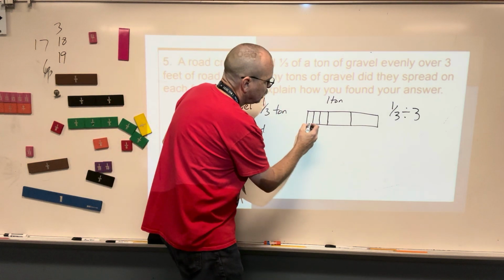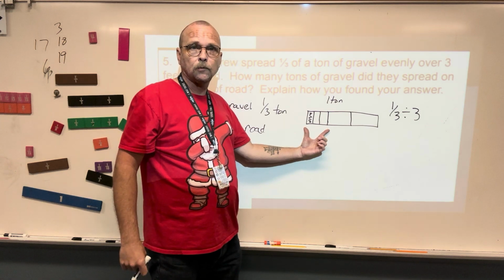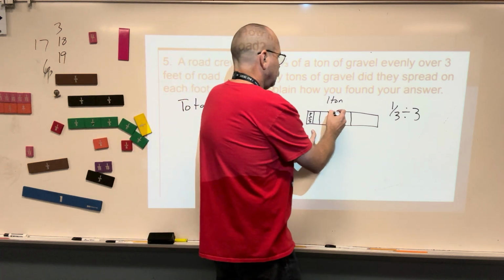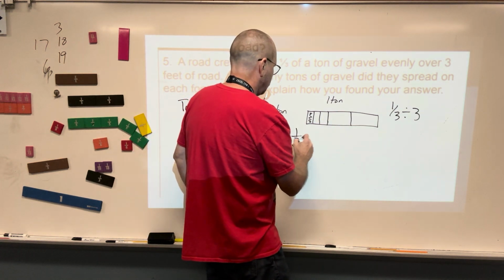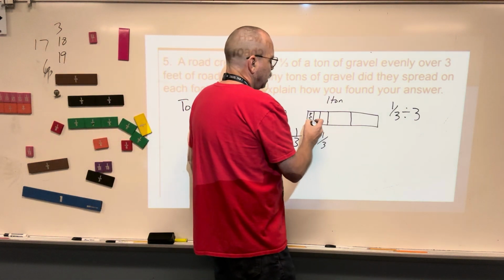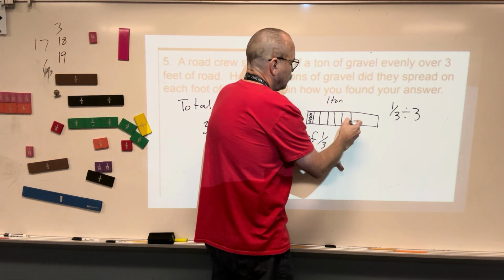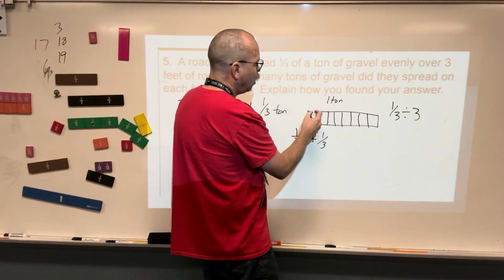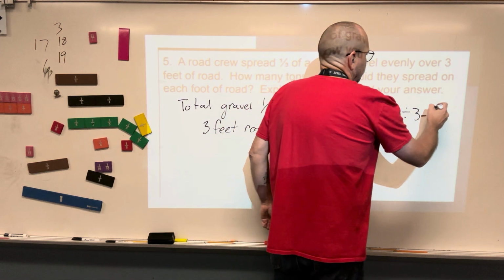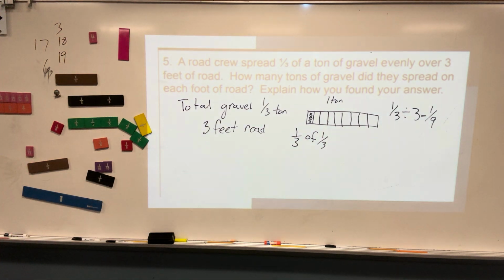So 1 foot is going to get this section right here. So it is 1/3 of 1/3 is what I'm really getting. Well, what is 1/3 of 1/3? If I divide each of those thirds evenly into 3 parts, I have 1 out of 9 total parts. So 1/3 divided by 3 is going to give me 1/9.